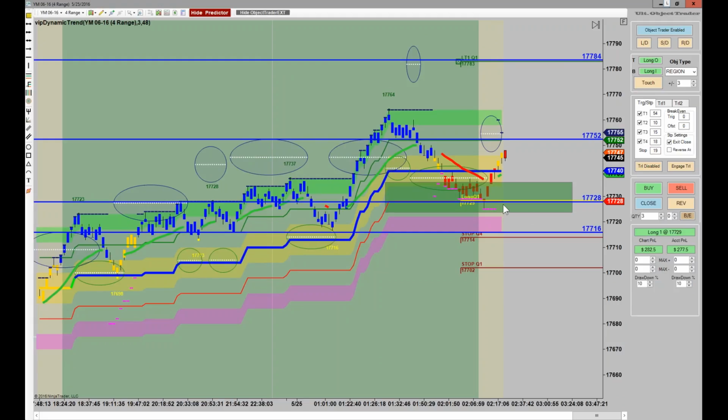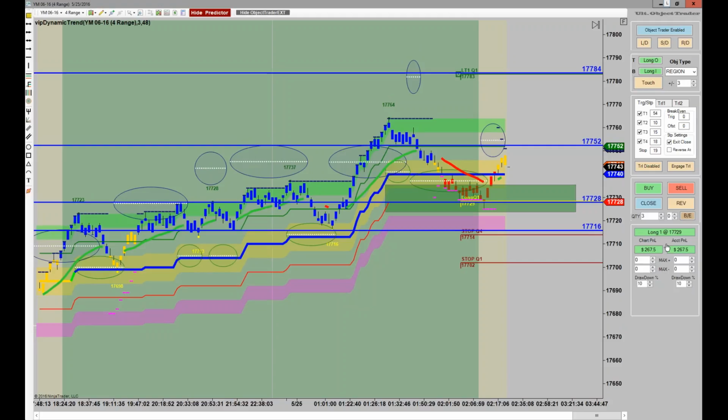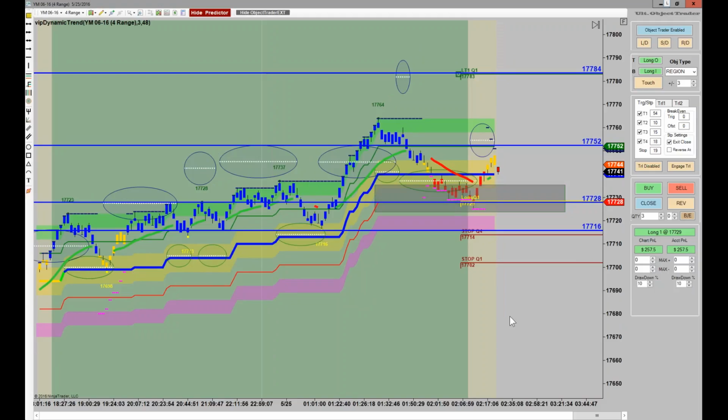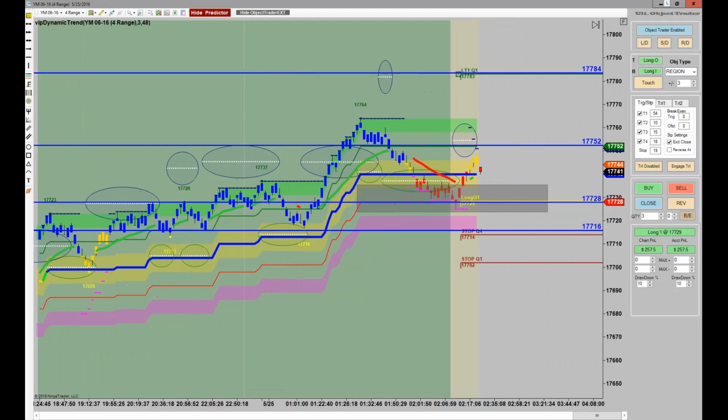Because we got in way down here at 17,729, okay? But we've already got some decent profit on it, and we need to get a higher low by Lightning 3. As soon as it forms, we'll know. I'm going to go ahead and get rid of the box. We don't need the region anymore. We'll just take it off.